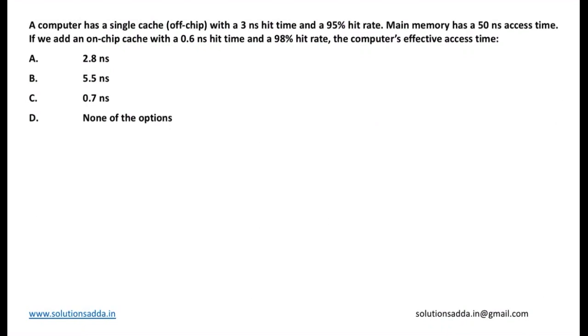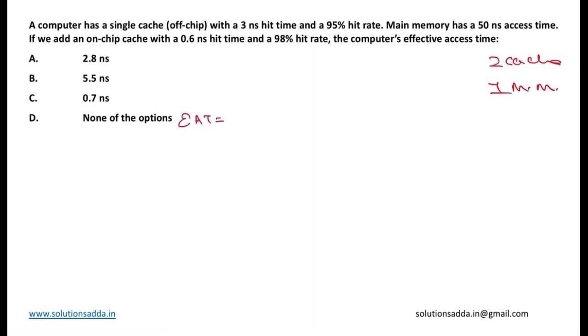This is a question on computer organization and architecture. A computer has a single cache with a 3 nanosecond hit time and a 95% hit rate. Main memory has a 50 nanosecond access time. If we add an on-chip cache with 0.6 nanosecond hit time and a 98% hit rate, the computer's effective access time will be. Options are 2.8 nanosecond, 5.5 nanosecond, 0.7 nanosecond, or none of the options. So basically there are two caches and one main memory. So we'll be calculating the effective access time using the formula.